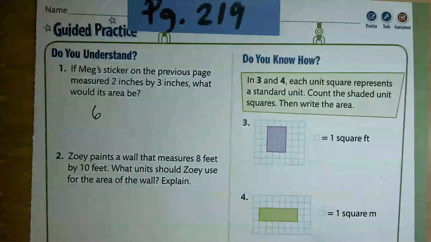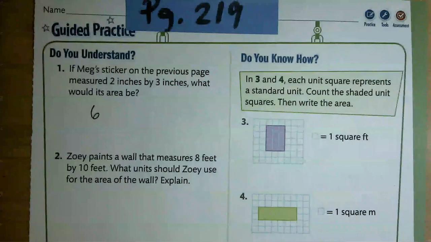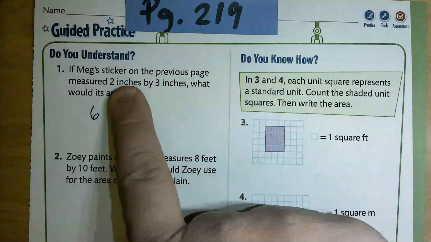Well, it would be 6 squares, but what is the unit that we're talking about? Are we still talking about centimeters squared? No, we're not talking about centimeters squared. We're talking about square inches.